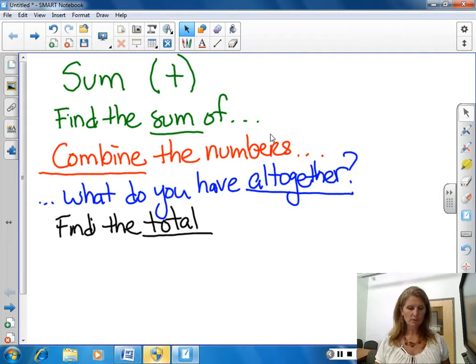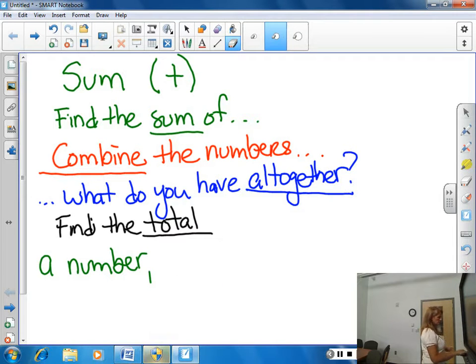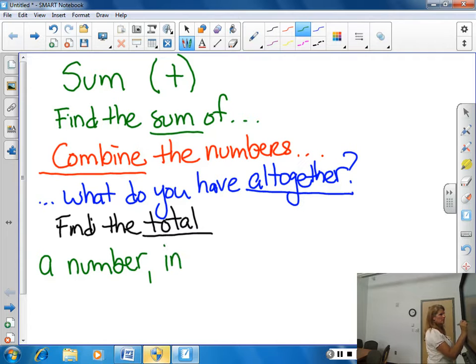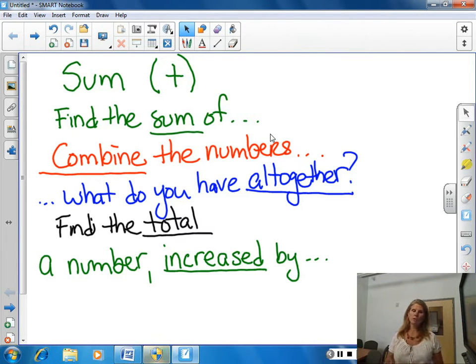Combine, total, sum, increased. Oh, I didn't do increased. So I could also say something like a number increased. The word increase is another key word for addition. So all those words that I've underlined, sum, combine, altogether, total, increase, those are all words that would suggest to you, if you're working a word problem, that you should add those together.